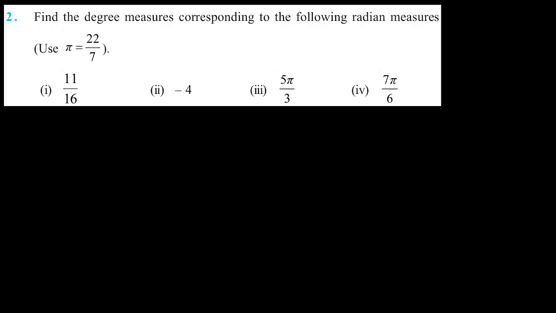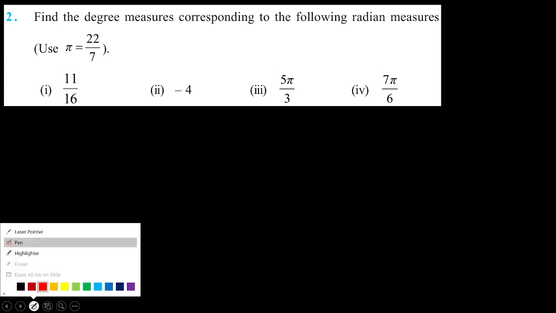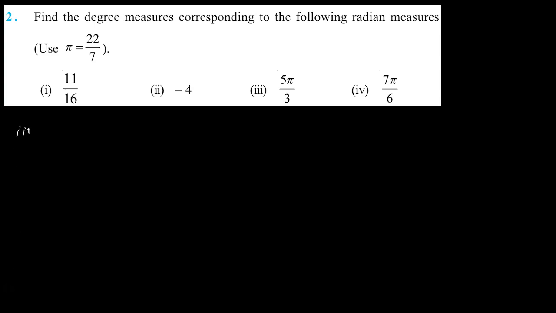Let me begin with the third and fourth. Five pi by 3 radian to be converted to degree. If pi is available, you simply replace pi as 180. Pi represents 180. Think like that. 300.